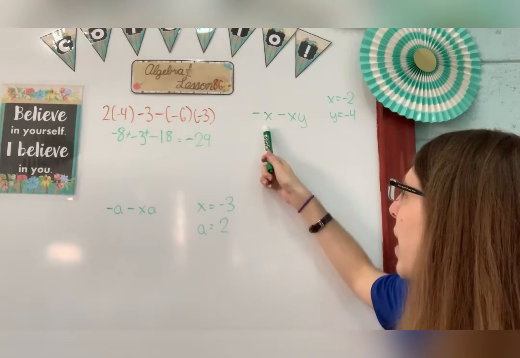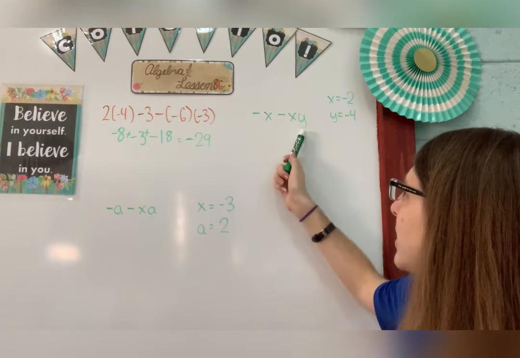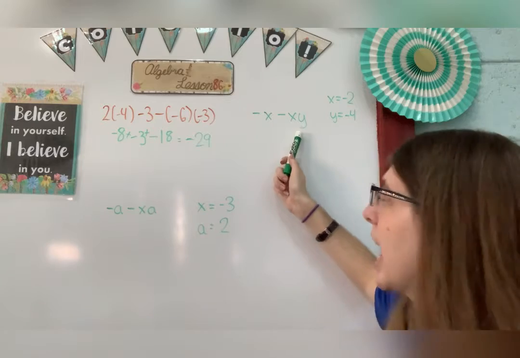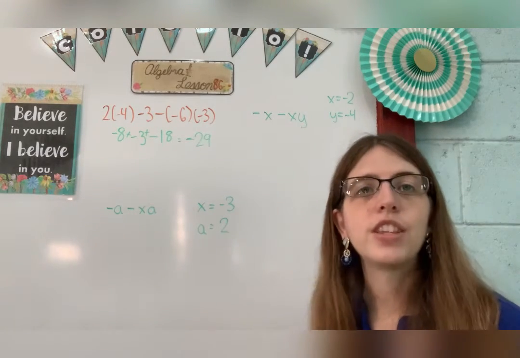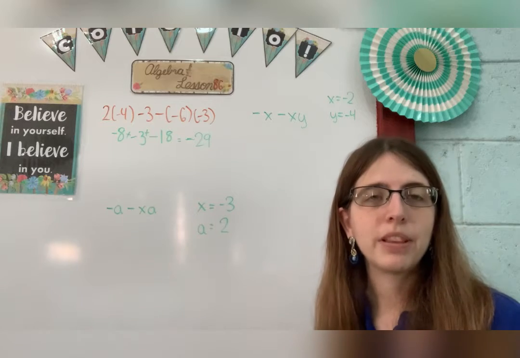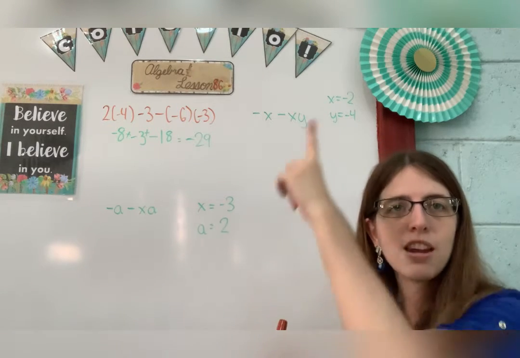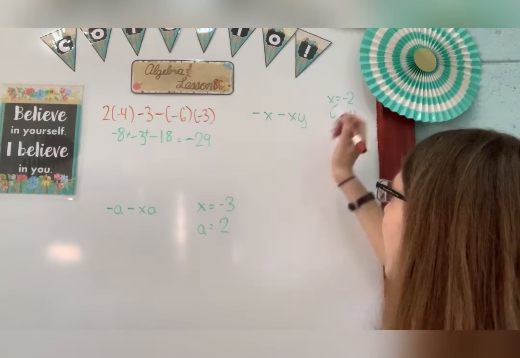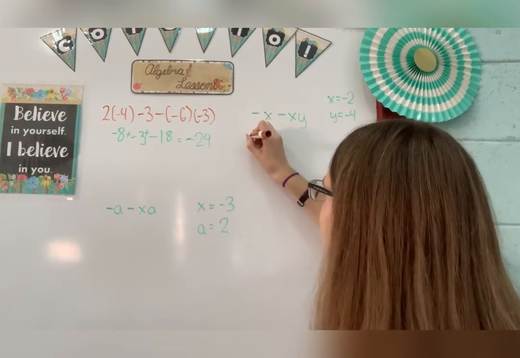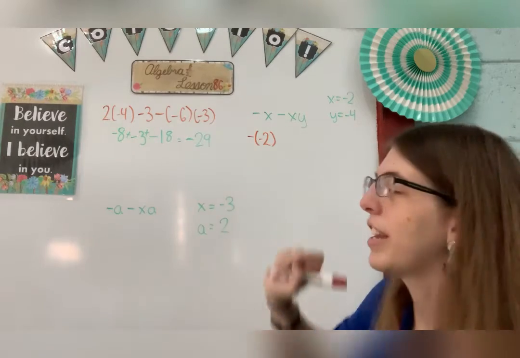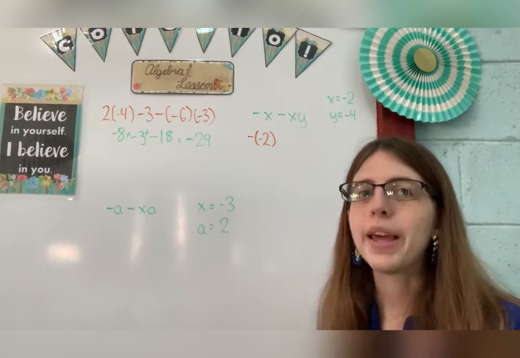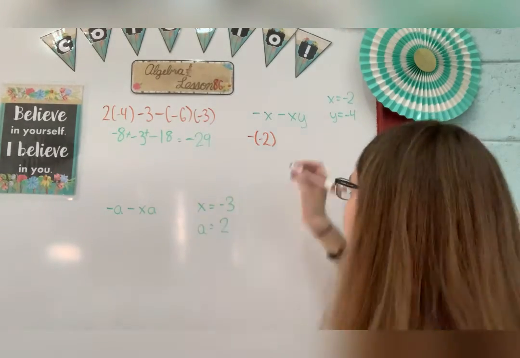It says evaluate -x minus x times y if x equals -2 and y equals -4. So this means I just need to replace my variables with the numbers that I have. So x is equal to -2. So this is the opposite of -2. You can't just say, oh, the negative's already there. Nope, it's the opposite of -2.